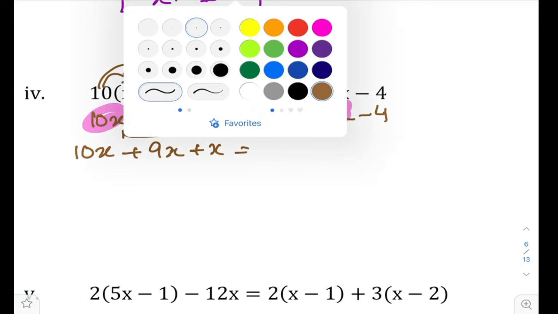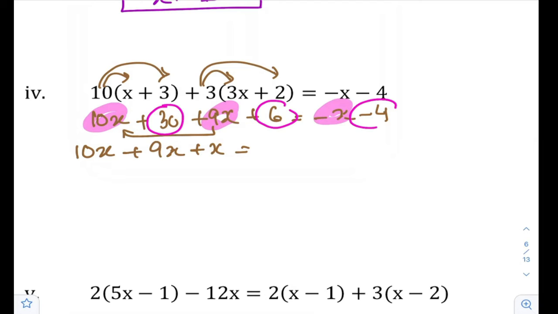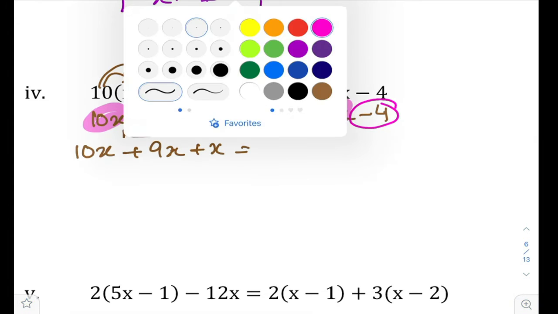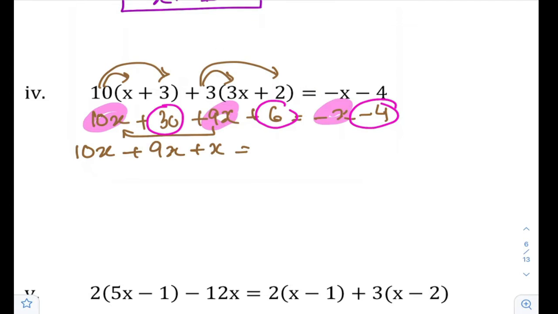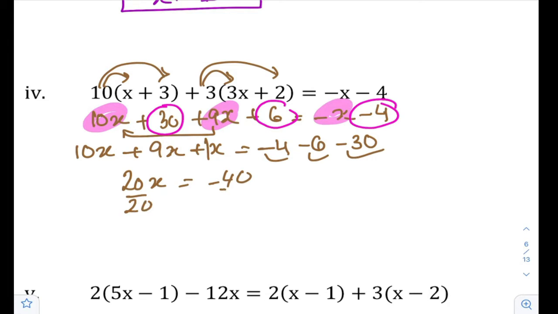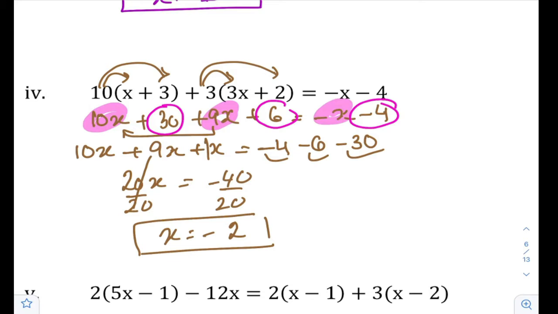Now we have here 36 minus 4. So I will keep the minus 4 as it is. Bring the 6 as minus 6. Bring the 30 as minus 30. Now add like terms. This is, of course, 1. 10 plus 9, 19. 19 plus 1 is 20x. Negative 4 minus 6 is negative 10. Negative 10 minus 30 is negative 40. Dividing by 20. So x is negative 2. And this is the solution.